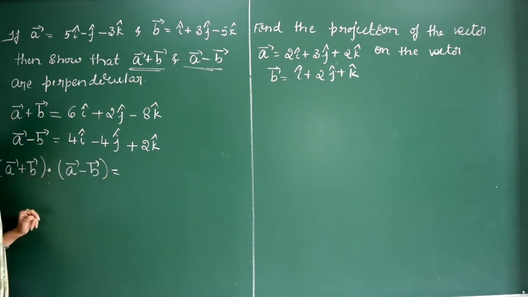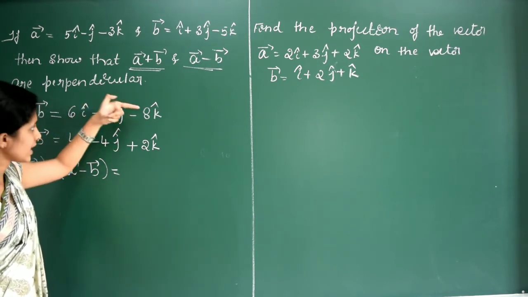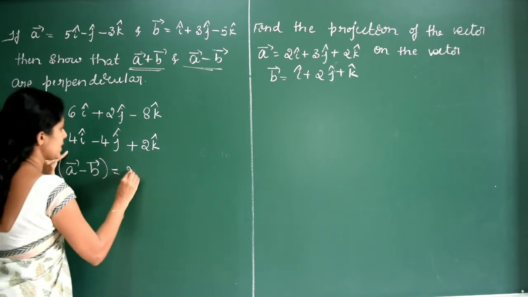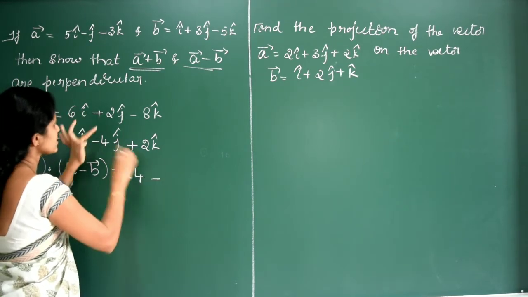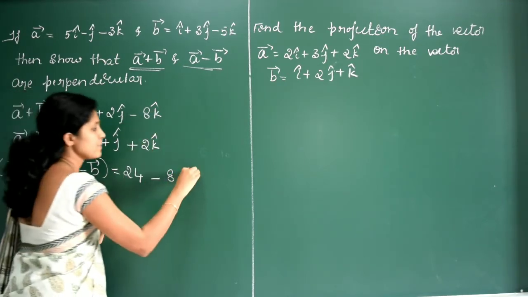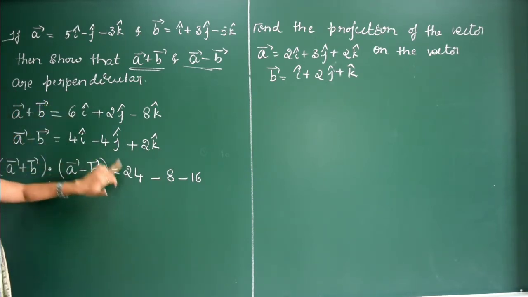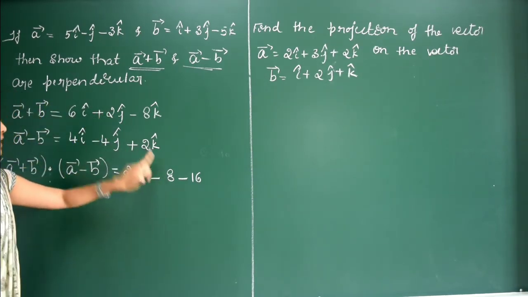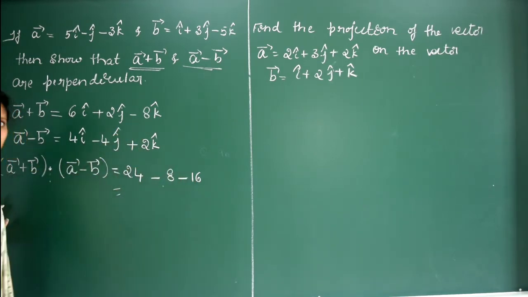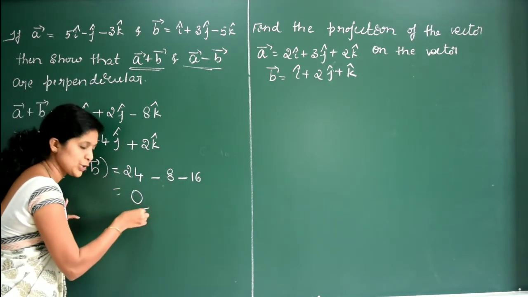So to find that, what you have to do? A1 into B1 plus A2 B2 plus A3 B3. Right? So we will multiply 6 into 4, it will be 24, plus 2 into minus 4 will be minus 8, plus minus 8 into 2 will be minus 16. So minus 8 minus 16 will be minus 24. Plus 24 and minus 24 will get cancelled. So this will be equal to 0.